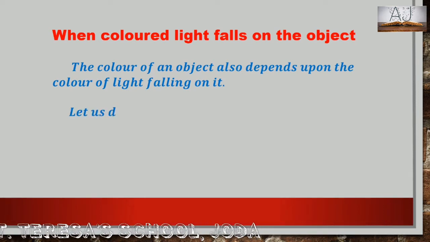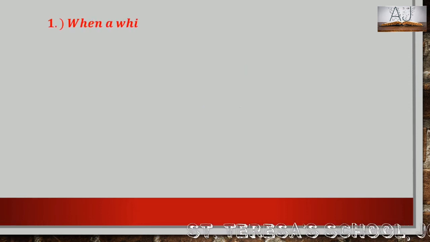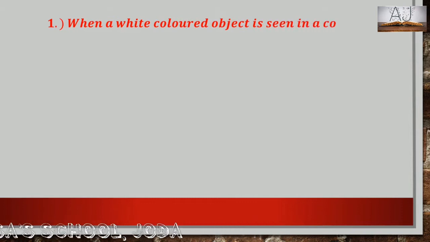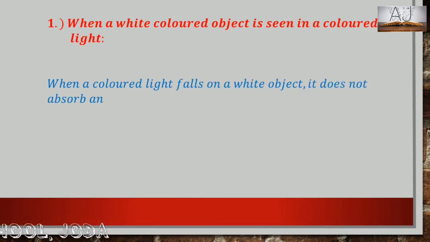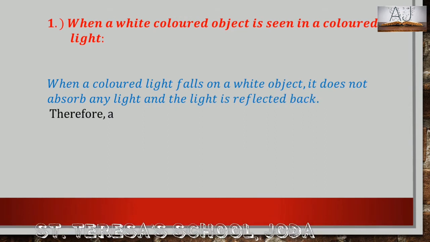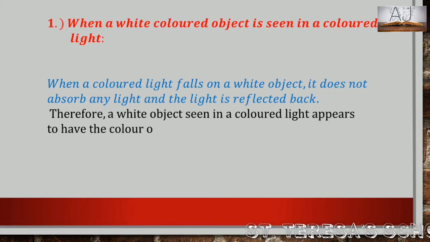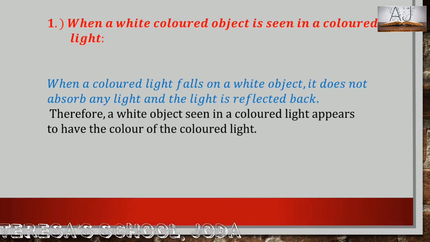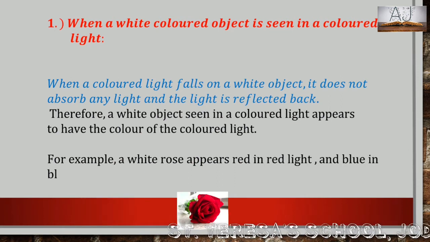So, if colored light falls on it, what happens? Let us discuss its various situations. Let us see the first situation. When a white colored object is seen in a colored light. Yes, white colored object means it can reflect all the light. So when a colored light falls on a white object, it does not absorb any light. It reflects all the light. Even the light which falls also is reflected back. So the white object seen in the colored light will appear to us of that same color which is reflected and reaches our eye. Suppose a white rose appears red in the red light and blue in the blue light.